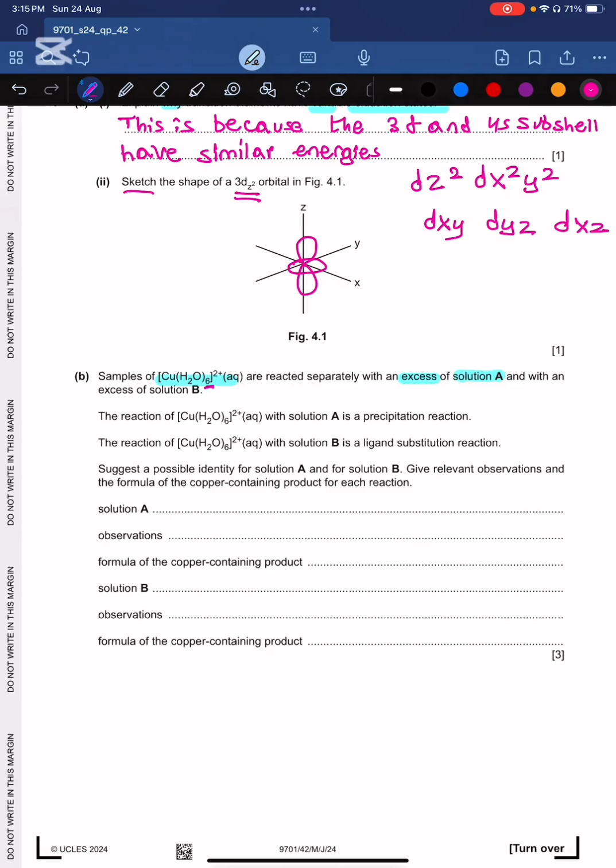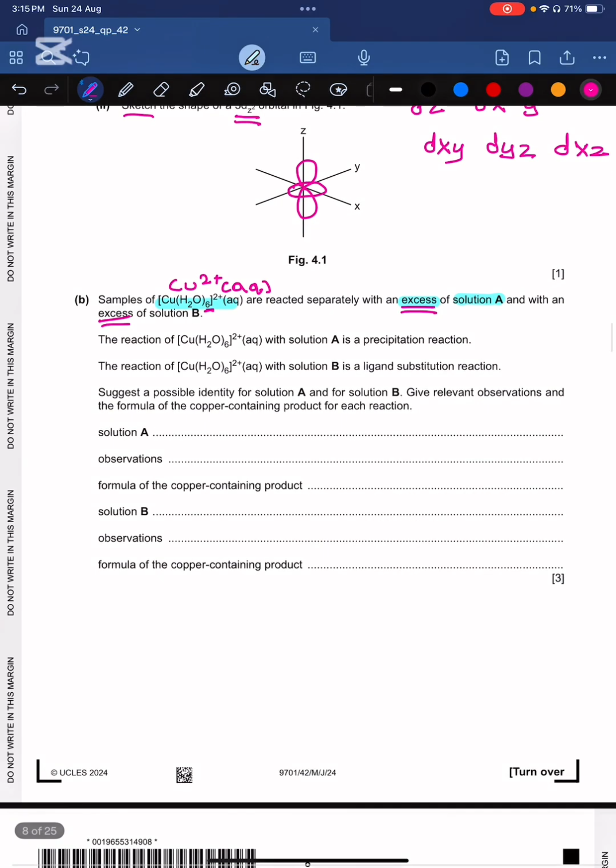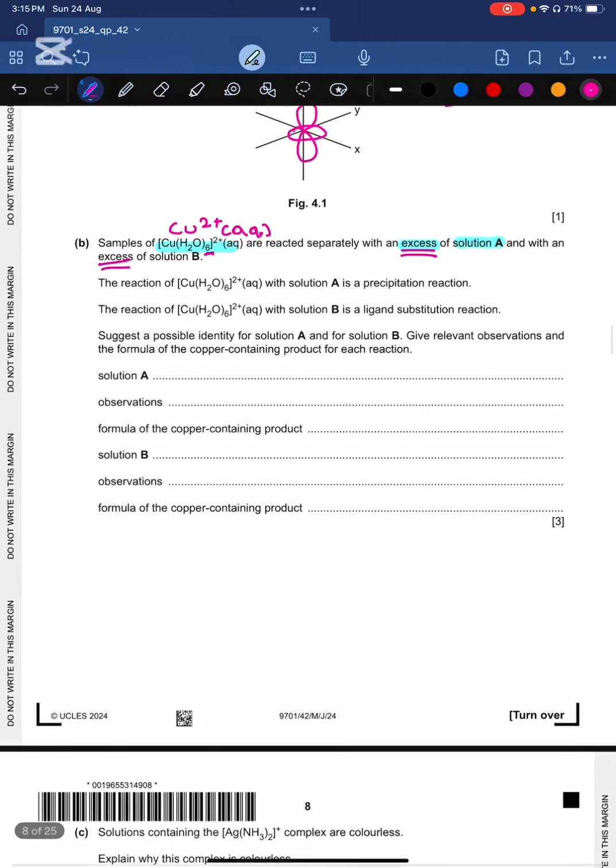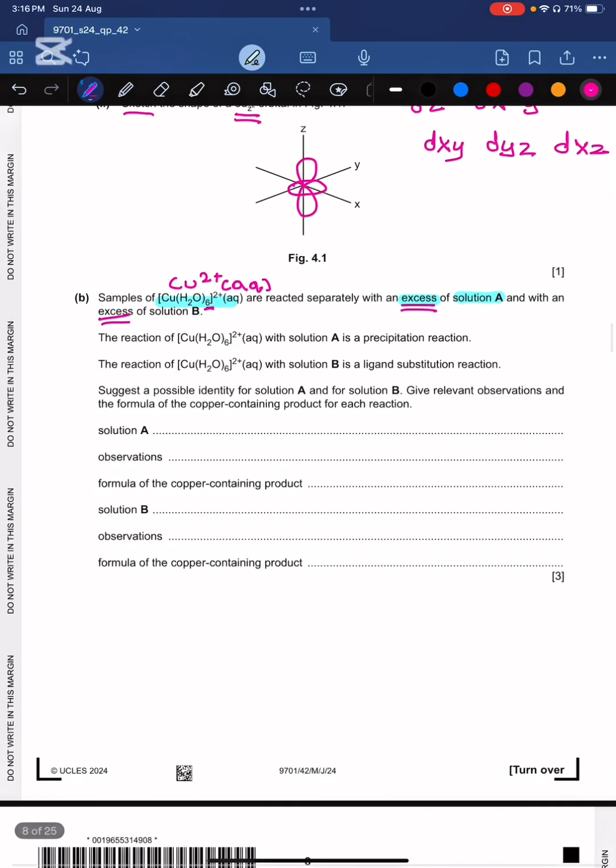making it a complex ion. I can also write this as Cu2+ aqueous. This is exactly correct, and this is the exact same version in a different form. It reacted with an excess of solution A and with an excess of solution B. You would already have learned there are simply a few reactions, some with limited reagents and some with an excess of solutions. It's just four to five reactions of copper, which we need to learn by heart.